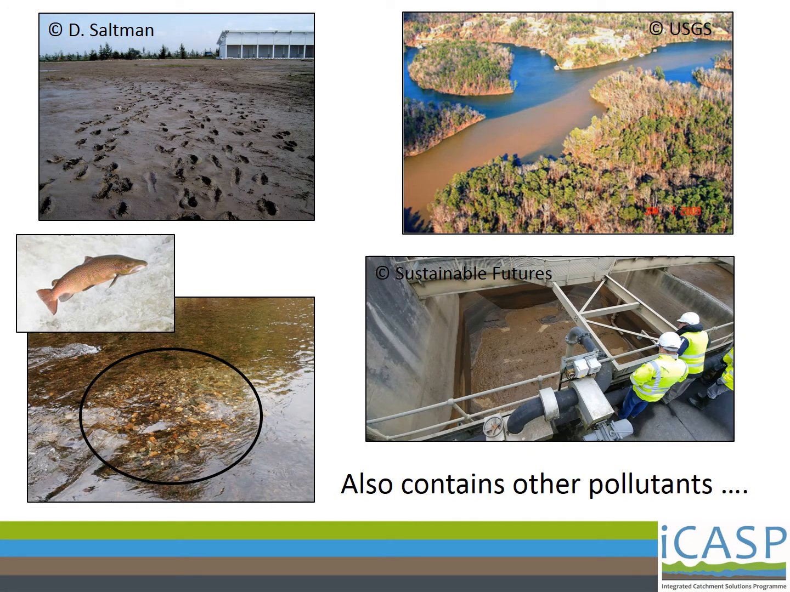As you could see from Dave's earlier talk, sediment within catchments can be a real problem. It can affect biodiversity by silting up spawning sites for salmon, for example. It can cause problems during flooding due to recreation areas being covered in silt, but it also contains a lot of other pollutants and can cause increased water treatment costs due to metaldehyde and microplastics.